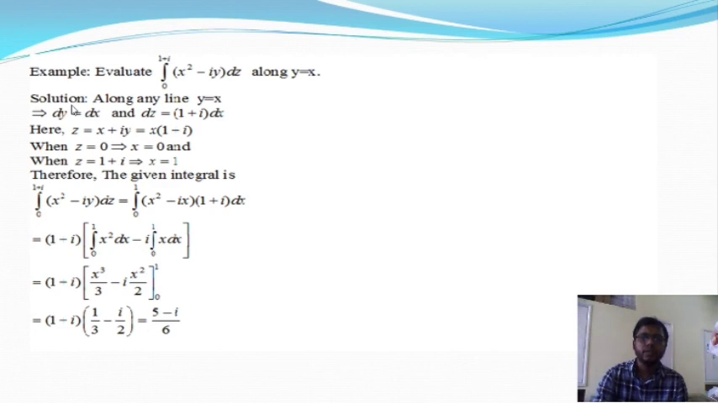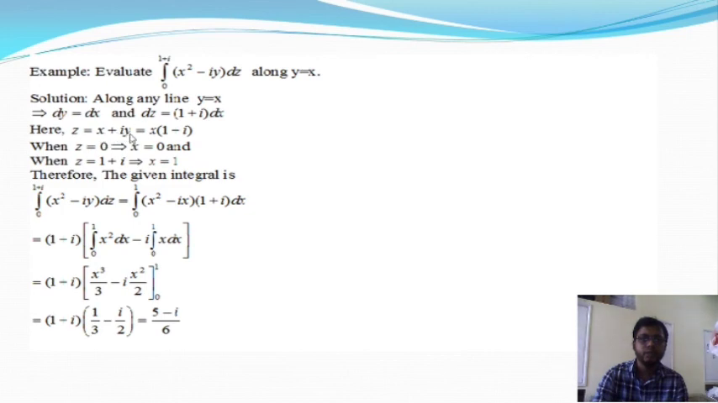So along any straight line y is equal to x, we will get dy is equal to dx. Apart from this, we are going to find the value of dz. So dz is equal to dx plus i into dy, where dy and dx are equal. From that we will get (1 plus i) into dx, and here z is equal to x plus iy.